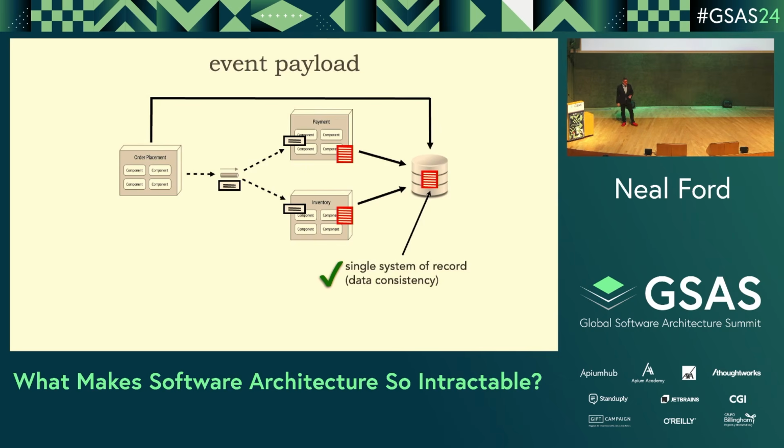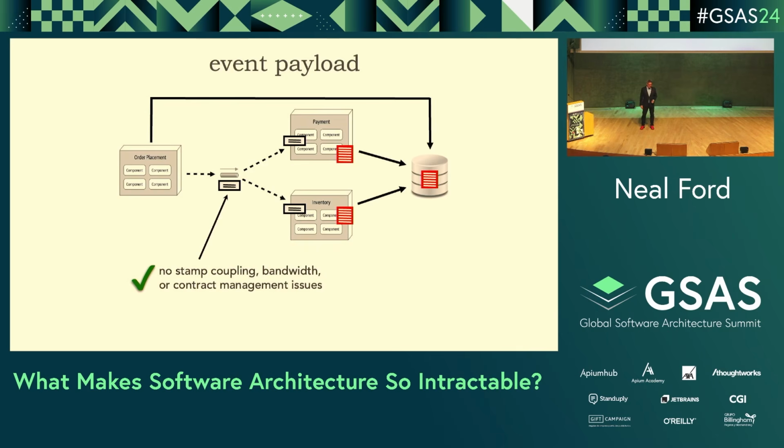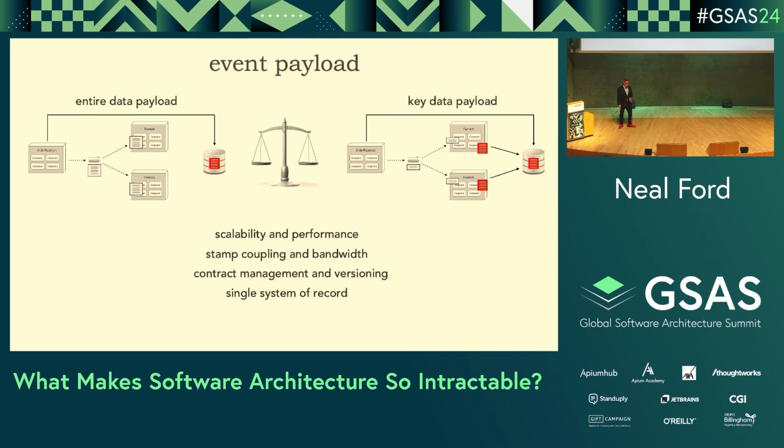So the database is the single system of record here. I don't have more than one system of record. No stamp coupling, bandwidth, or contract management issues. I'm sending around the least amount of information I can, so I don't have to worry about those things. And so here is the matrix that we're able to put together for, okay, the hydrated contract, much better for scalability and performance, but issues otherwise. Single key, not as good as scalability, but has fewer headaches associated with it.